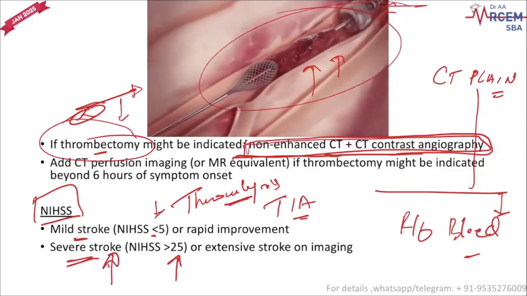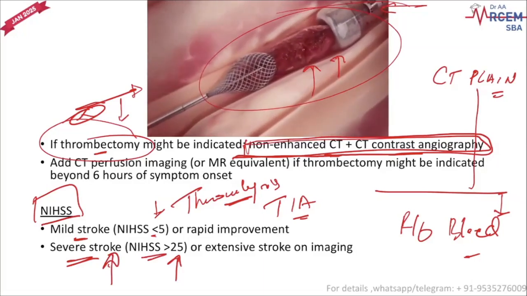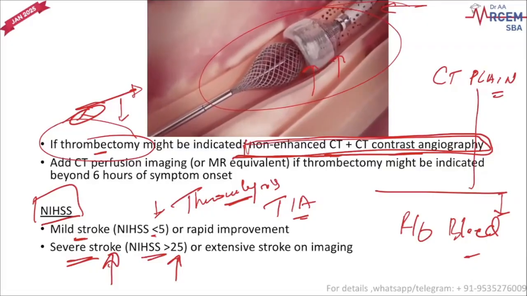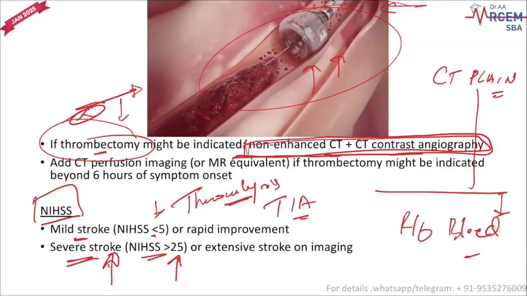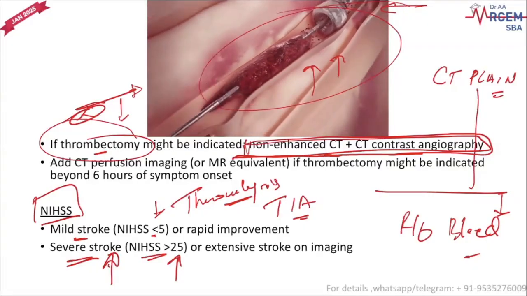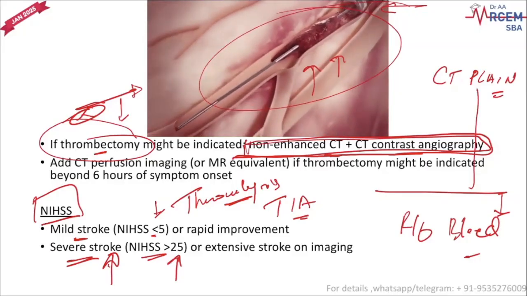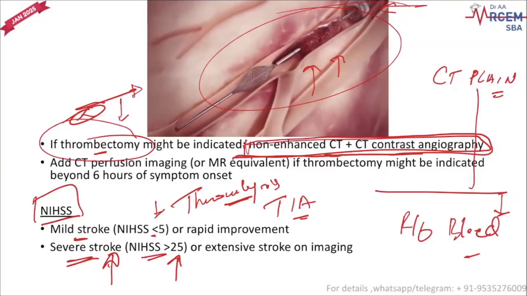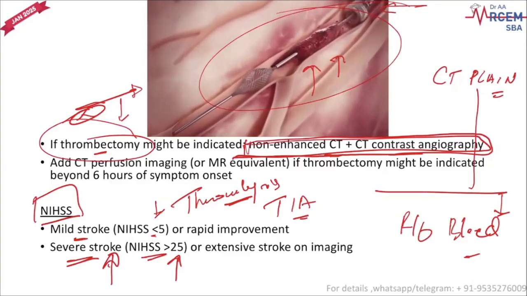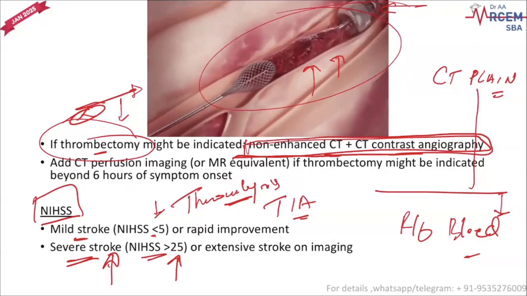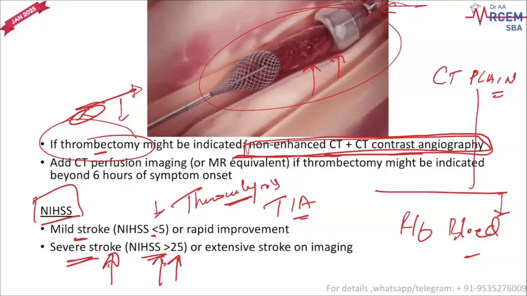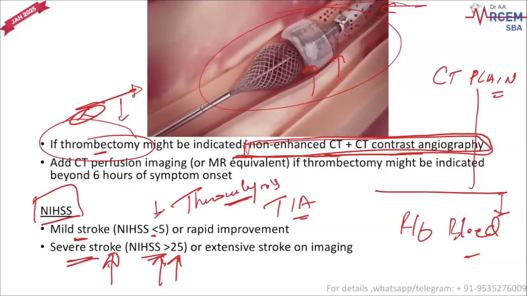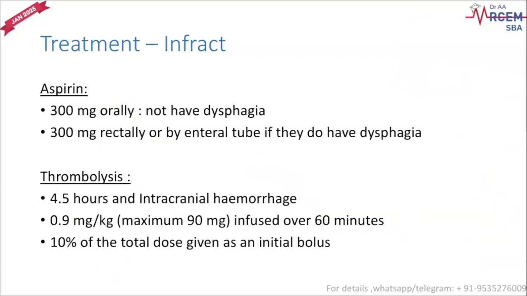If it's a severe stroke, suggested by an NIHSS score of more than 25, we usually do not do a thrombolysis or a thrombectomy. Why? If you do a thrombolysis or thrombectomy, there will be gross edema, which can cause uncal herniation, and the patient can basically become brain dead. For that reason, it is not advised in a severe stroke. The prognosis is bad if you do a thrombolysis or thrombectomy. It basically worsens the prognosis. That's why it is not recommended.